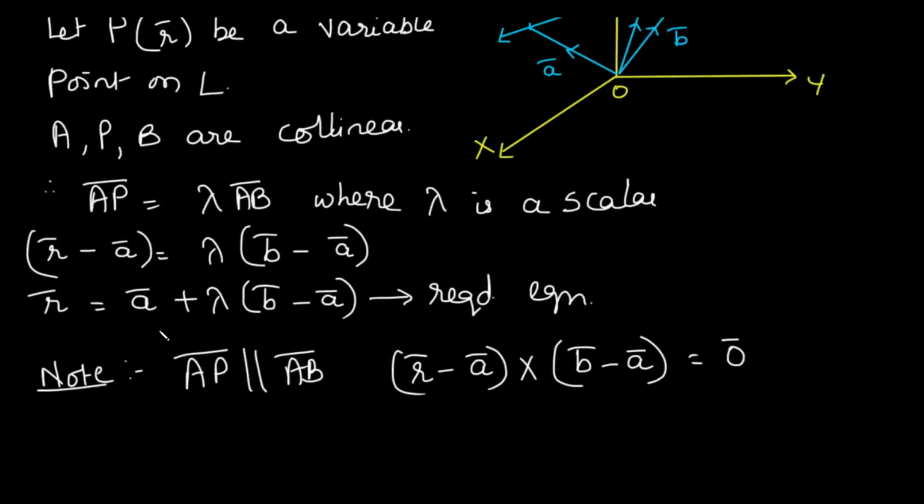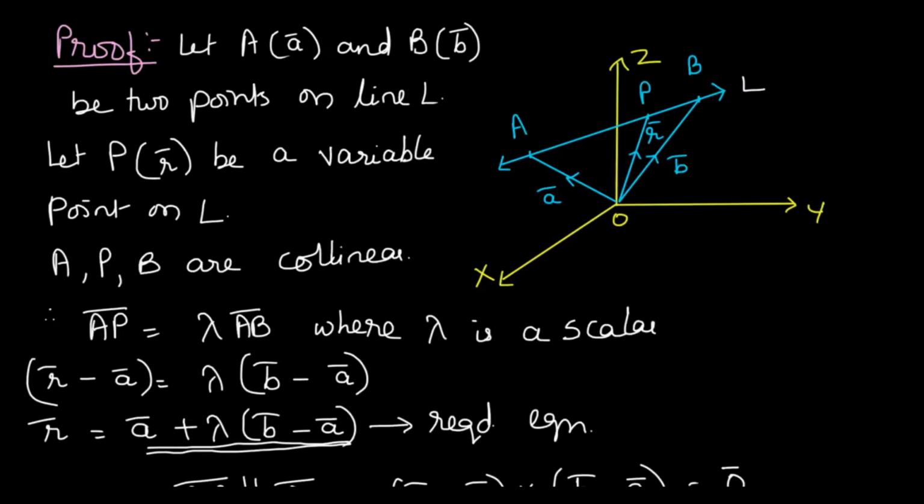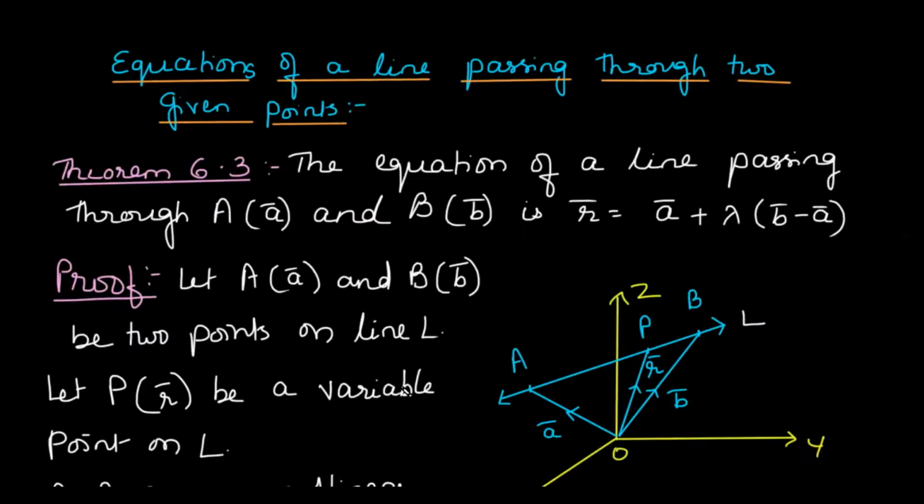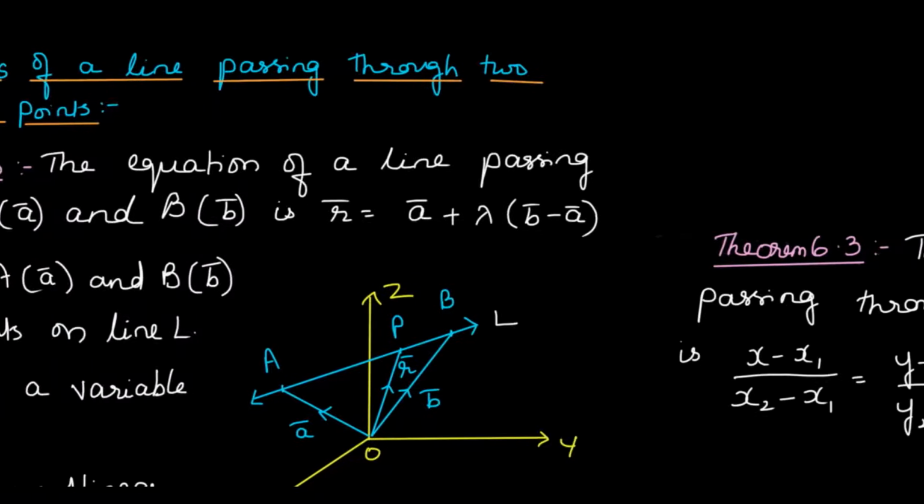So keep this particular equation in mind. This is more important when you get sums involving 2 points on a line. So this is the important equation here. This was the vector equation. Now we also have to find the proof of the Cartesian equations of the same line.